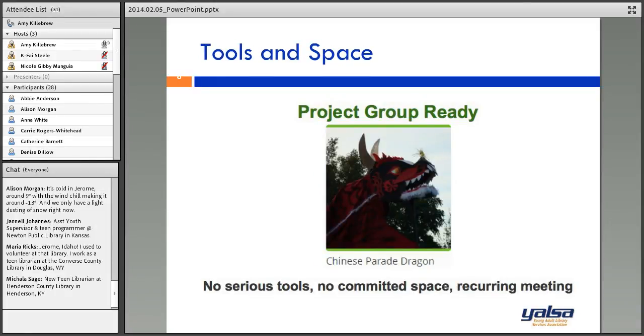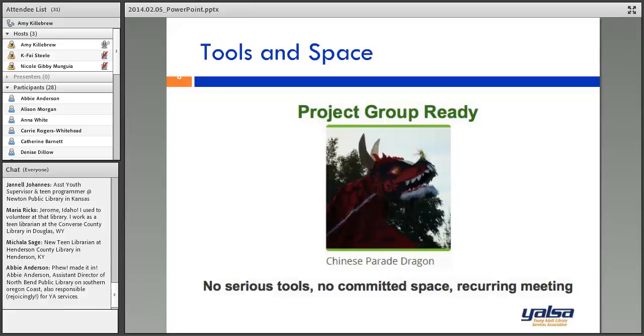The next category is project group ready, and this would be projects that are appropriate for an ongoing meetup group or that sort of thing. We don't have a lot of these sorts of projects on the site, but there are a handful.